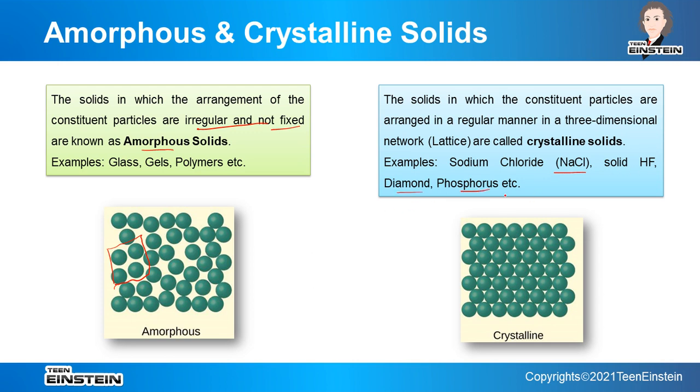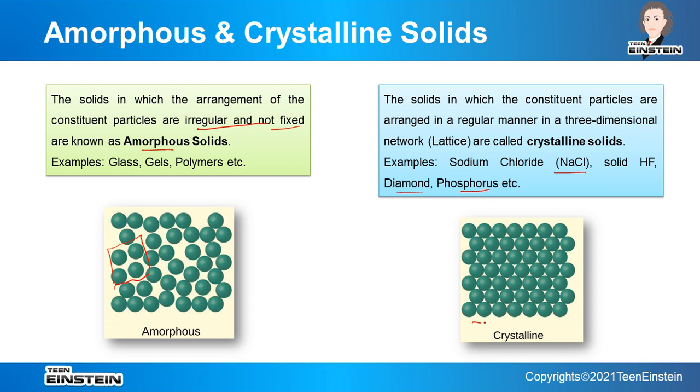Now for some examples you may wonder why HF, because under normal condition it is not solid. Fine, then why are we considering it? We are considering it because when it is in solid state it behaves as a crystal. It is true that under normal condition it is not solid, but if we make the temperature very low, obviously it can be solid. So under that condition, when HF is solid, it behaves as a crystalline substance, not amorphous.